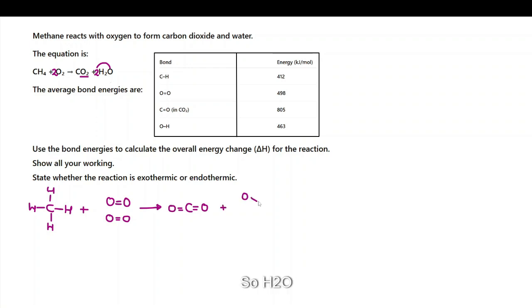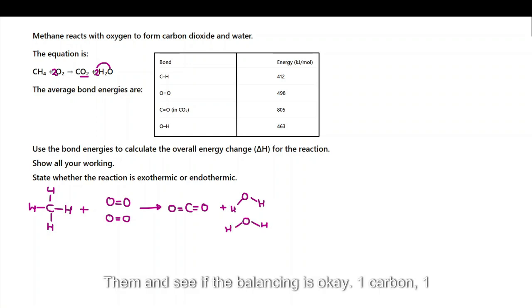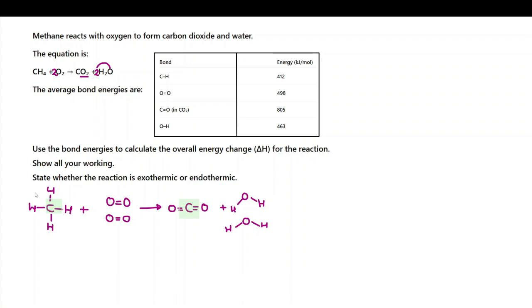So H2O like that. Now let's count them and see if the balancing is okay. 1 carbon, 1 carbon, good. 4 hydrogens, 1, 2, 3, 4 hydrogens, all good. 4 oxygens here and 1, 2, 3, 4 oxygens here. See, everything is fine.